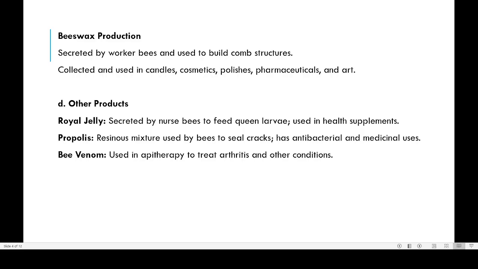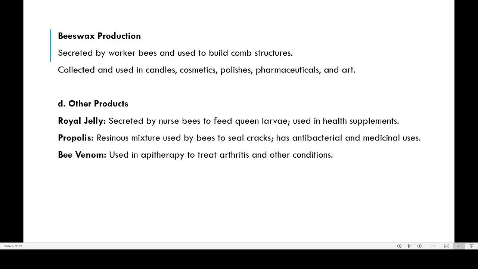Now I will show you how royal jelly as well as propolis appear. I think I showed you the propolis once. So this is the propolis. See, this is how the propolis appears. This is the nature of the propolis. Here also you can see propolis. This is how propolis normally appears.